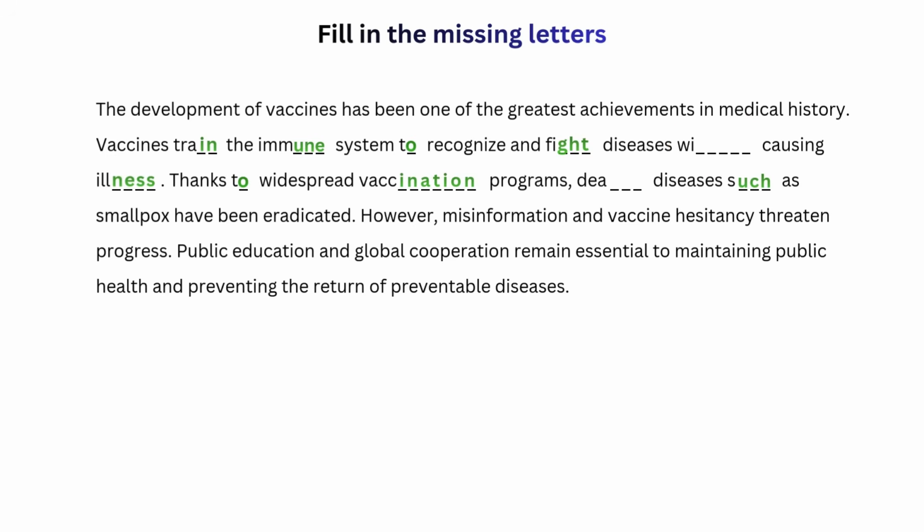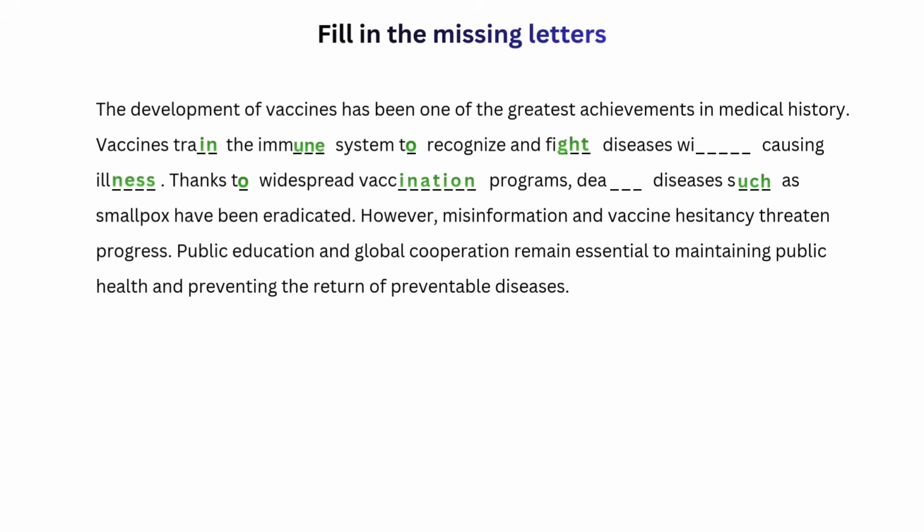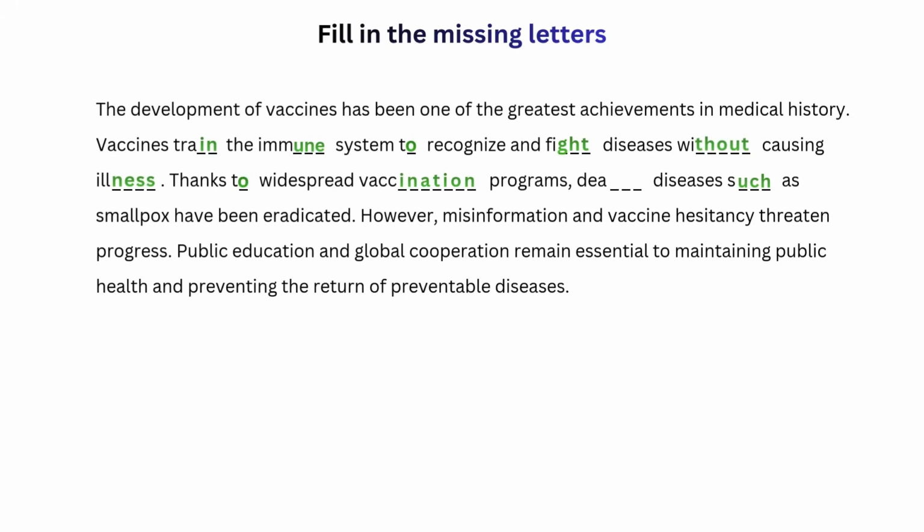Read the sentence again and focus on the meaning. Vaccines train the immune system to recognize and fight diseases, blank, causing illness. Do vaccines cause illness or not? They don't. That's the whole point of vaccines. So they train the immune system, but they don't cause illness. Have you got it? Without causing illness. Great.